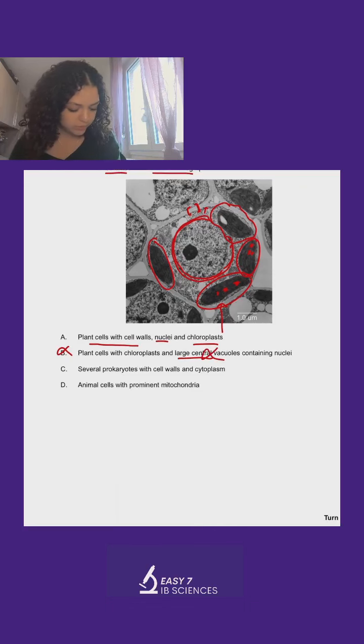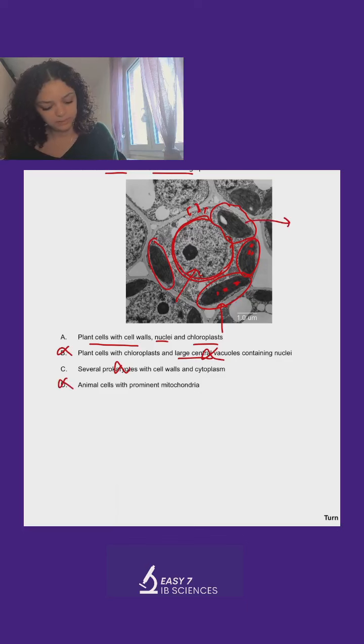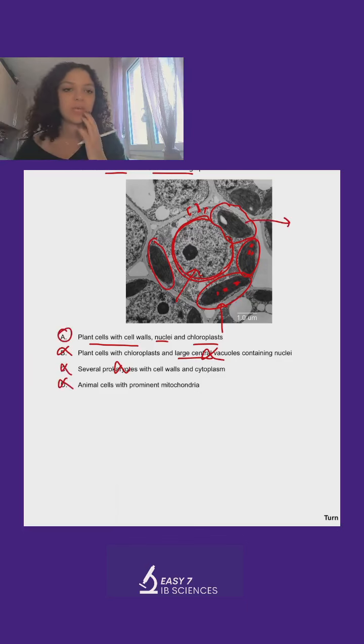Several prokaryotes with cell walls and cytoplasm. Okay, it could have been, but what do we see in the center here? We see a nucleus, so it can't be a prokaryote. And then it says animal cells with prominent mitochondria. Do animal cells have chloroplasts? No, we've identified already that these are chloroplasts. They're not mitochondria, so therefore it can't be D. That's why our final answer is A.